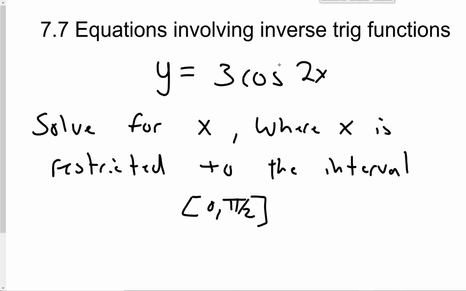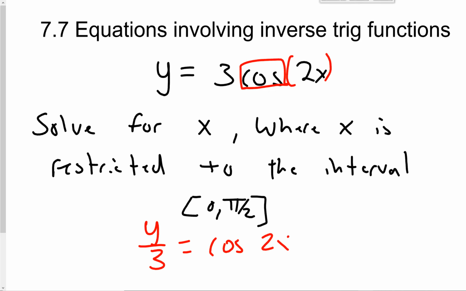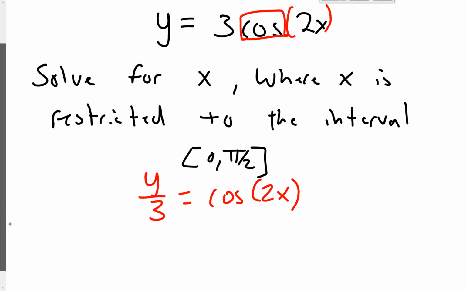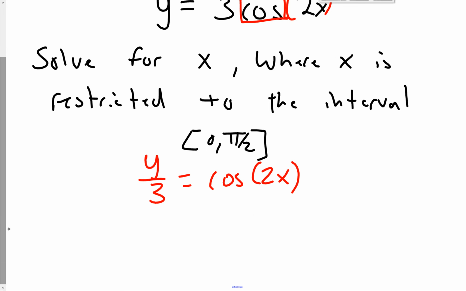Basically we want to get cosine by itself first. So cosine of this by itself. That means we're going to have to divide by 3. So we have y over 3 equals cosine of 2x. Once that's by itself, then we can go ahead and take the inverse. The inverse of cosine is cosine inverse or arc cosine. Remember, arc cosine is the same thing as cosine inverse, so don't be scared when you see that.